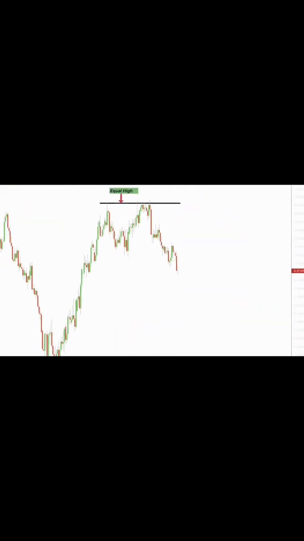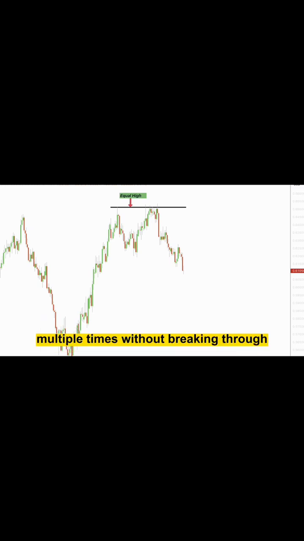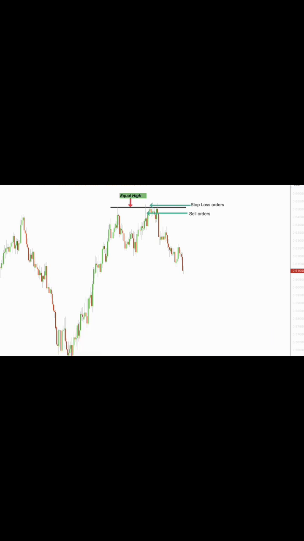large moves. Equal highs are levels where the price reaches the same peak multiple times without breaking through, creating a horizontal resistance level. Retail traders often interpret these as strong resistance levels and place sell orders just below the highs, while placing stop losses above them, expecting the price to drop after testing the highs. How smart money uses it.